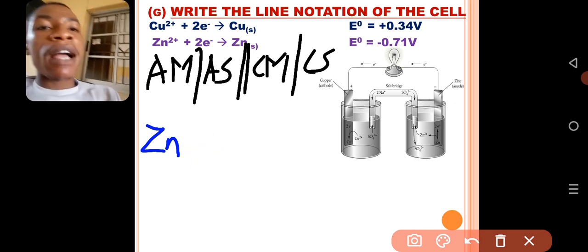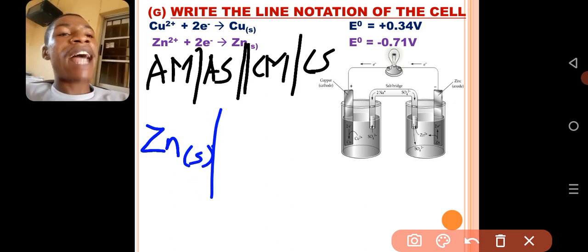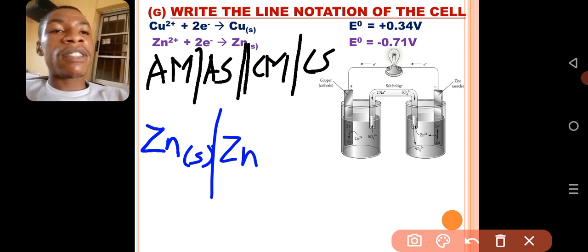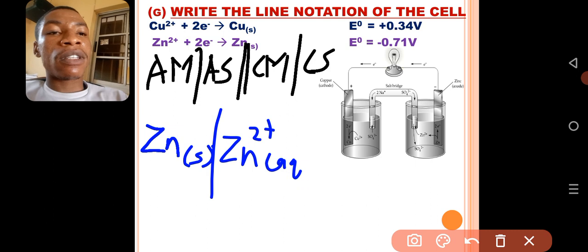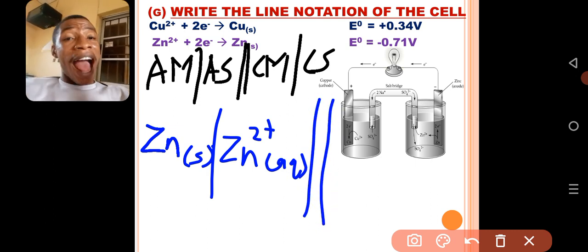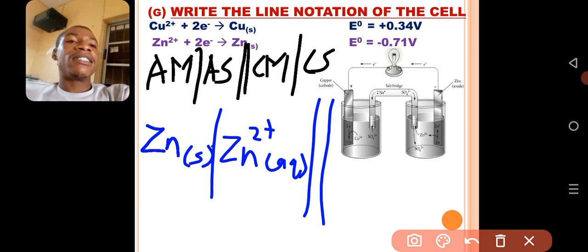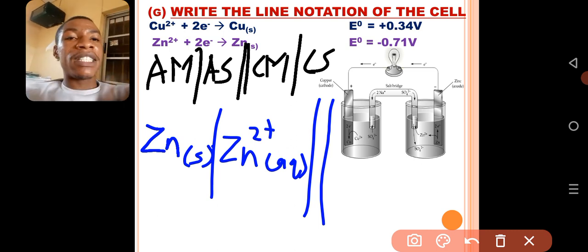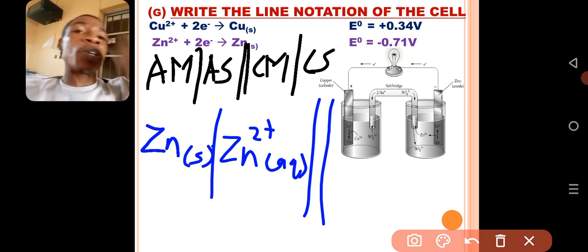What is our anode solution? That's zinc ion, Zn2+ aqueous. Then double slash. So we are done with the anode. This side is the anode side. So we are done with the anode side. Then double slash means salt bridge.